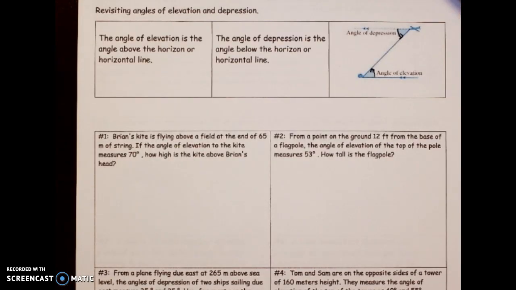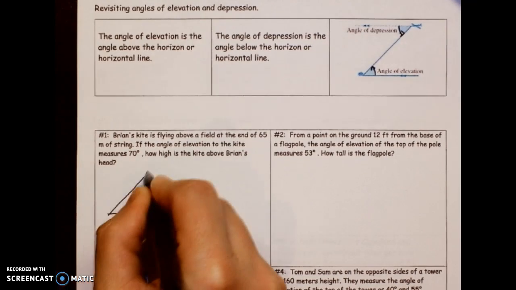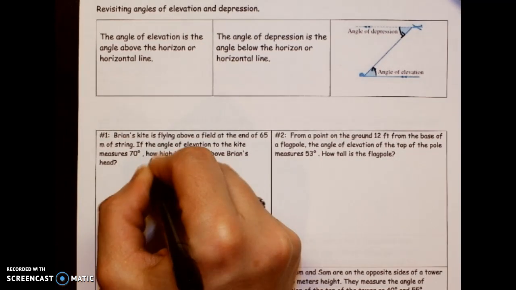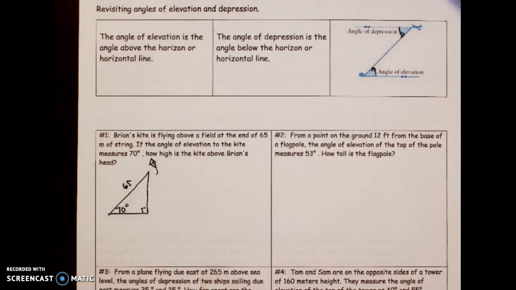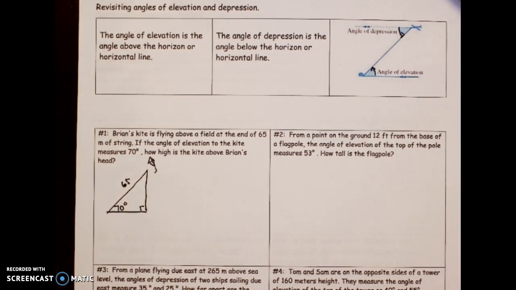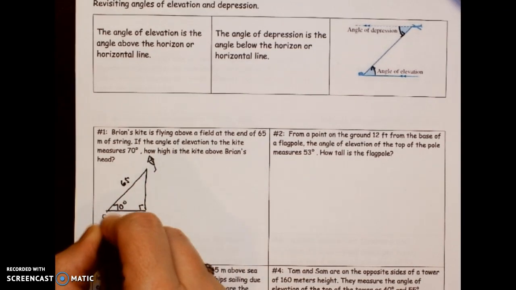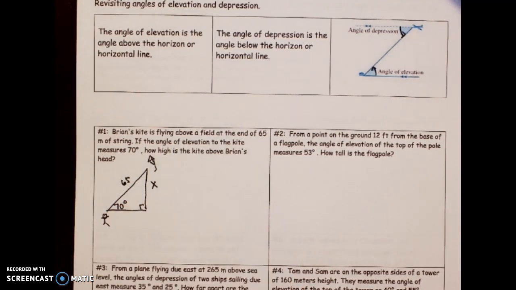Taking a look at number 1, it says Brian's flying a kite at the end of 65 meters of string. They tell you what the angle of elevation is, so let's draw that picture. We've got 70 degrees. Up here is our kite. This is 65 meters. They want to know how high the kite is above Brian's head, so they're looking for this height right here, the length corresponding to where Brian is.